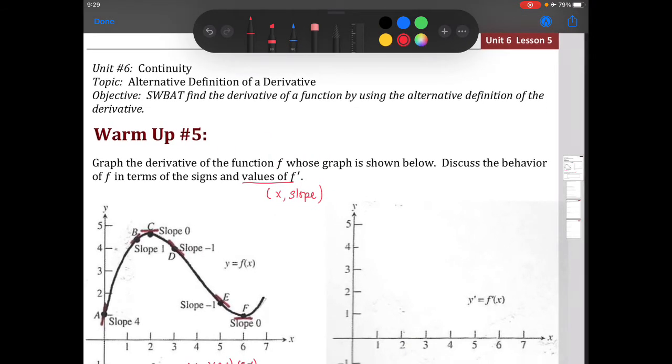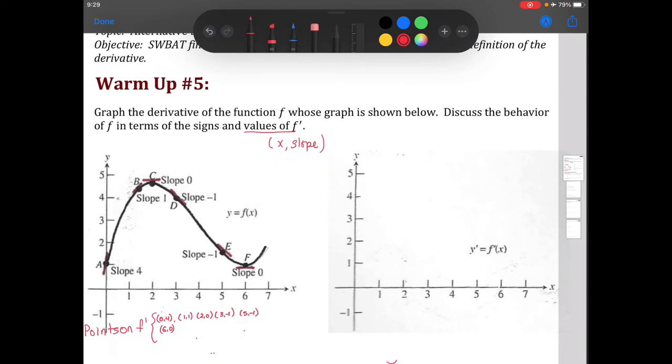So like the first one here, a. What's the x-coordinate here? It's 0 and your slope is 4. So the first point would be (0, 4). Then b is (1, 1). X is 2 and your slope is 0. So (2, 0) and so on. And I wrote them up here. So these will be the 6 points on f prime.